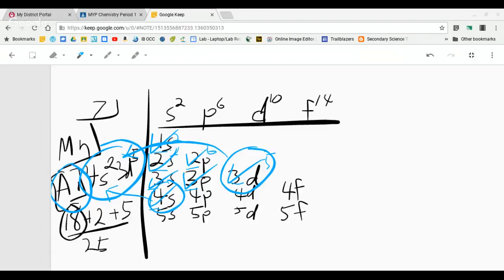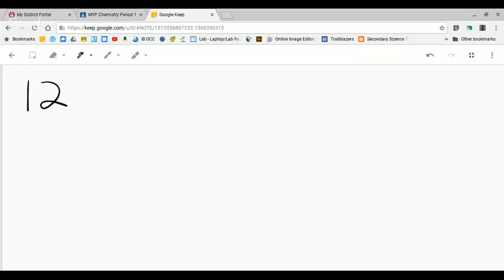All right, so next is 12. Number 12 is talking about, according to VSEPR theory, the structure of the ammonia molecule, NH3. Which shape is that? So we'll go over a couple of VSEPR shapes just to review it.